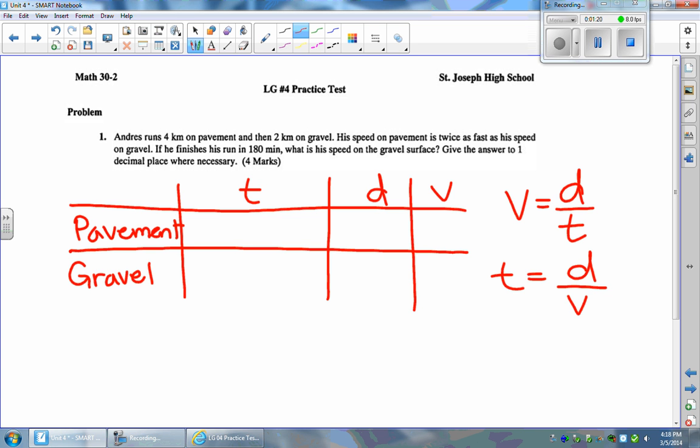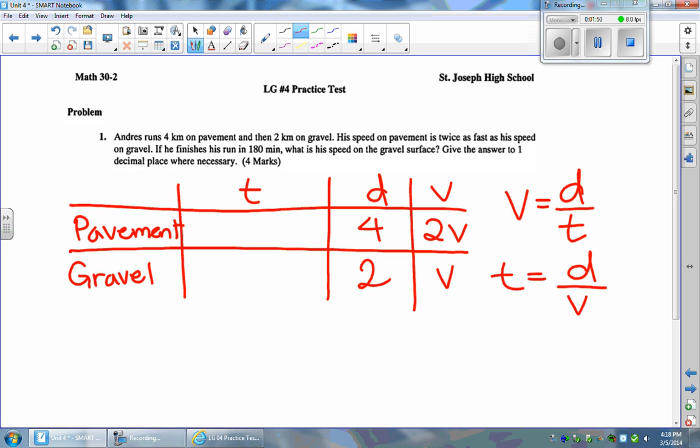All right, let's look at the information that we're given in the problem. It says Andreas runs 4 kilometers on pavement, so his distance on pavement is 4 kilometers, and 2 kilometers on gravel, so his distance on gravel is 2 kilometers. Now it says that his speed on pavement is twice as fast as his speed on gravel. So if I give a variable v for my speed on gravel, then my pavement speed should be 2 times as fast as my speed on gravel.